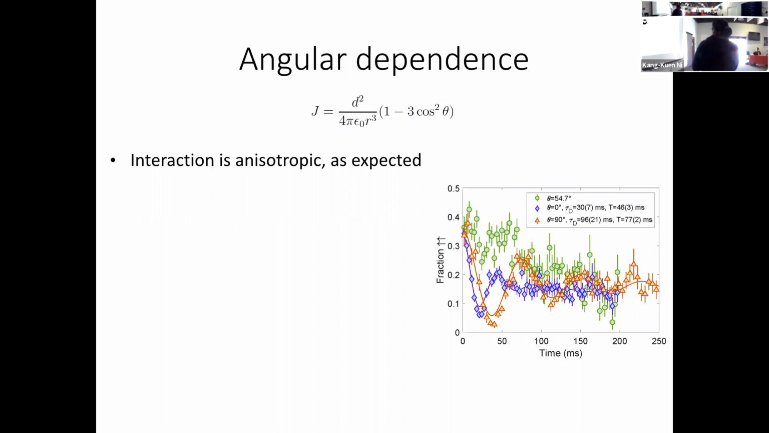And you can see that it depends on whether they're like this way or this way. This way we expect the dipole interaction to be twice as strong as the repulsive interaction, and so the blue is faster than the orange-red. And at this 54.7 degrees, which is the green, you don't see complete oscillation because the dipole interaction cancels out.